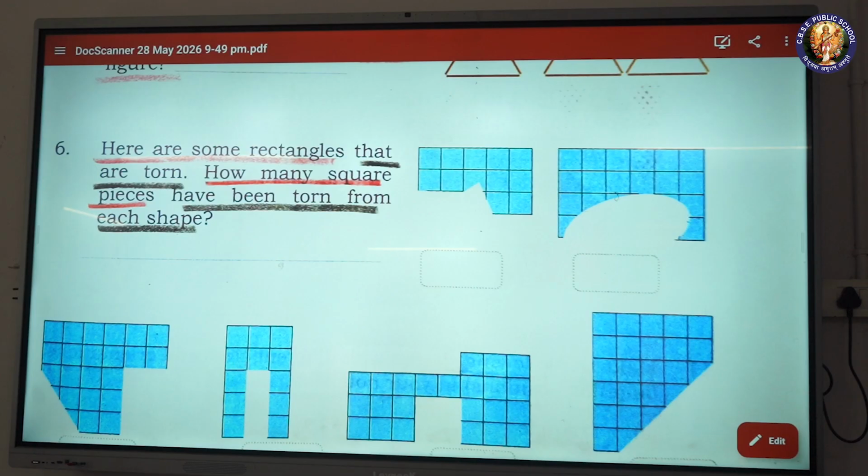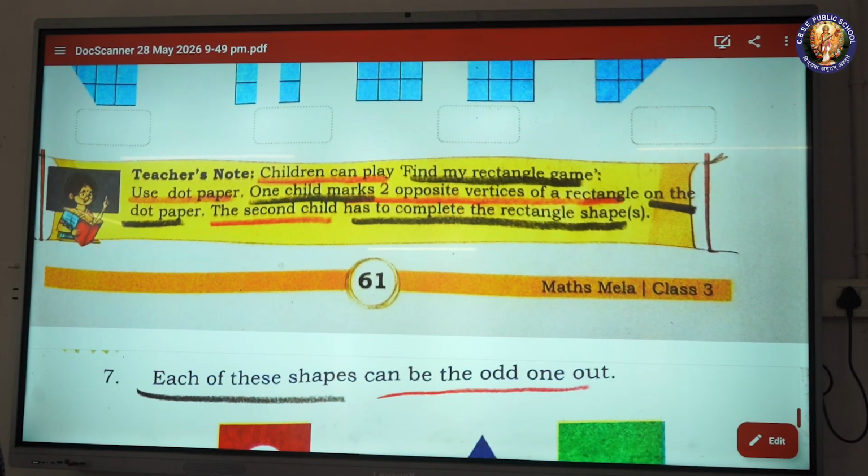6. Here are some rectangles that are torn. How many square pieces have been torn from each shape? Teacher's note. Children can play the Find My Rectangle game. Use dot paper. One child marks two opposite vertices of a rectangle on the dot paper. The second child has to complete the rectangle.